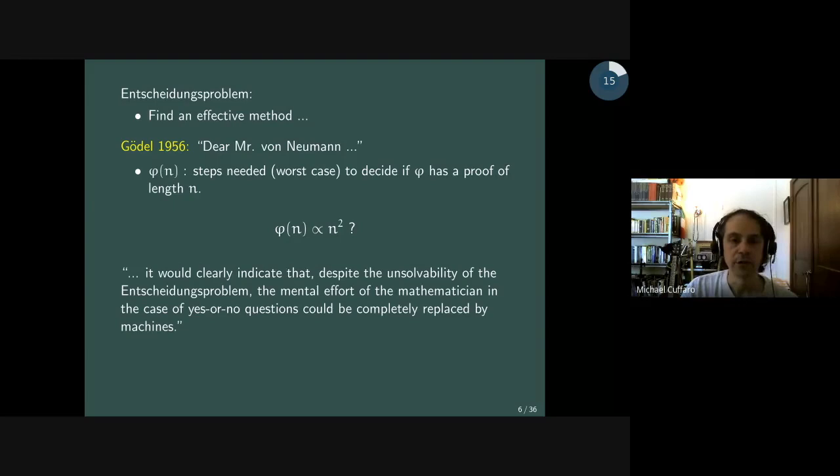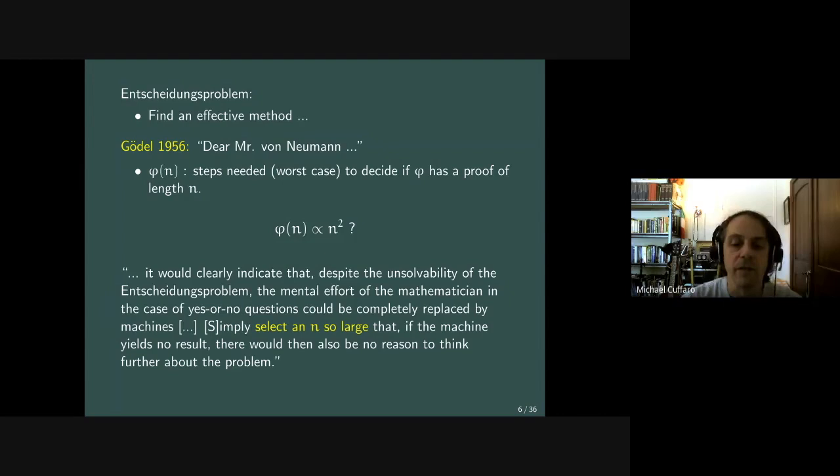And he conjectured that if phi of n was proportional to n squared, then, quoting him, he said, it would clearly indicate that despite the insolvability of the Entscheidungsproblem, the mental effort of the mathematician in the case of yes or no questions could be completely replaced by machines. So what does he mean by that? Well, he goes on, he says, simply select an n that's so large that if the machine yields no result, there would then also be no reason to think further about the problem.